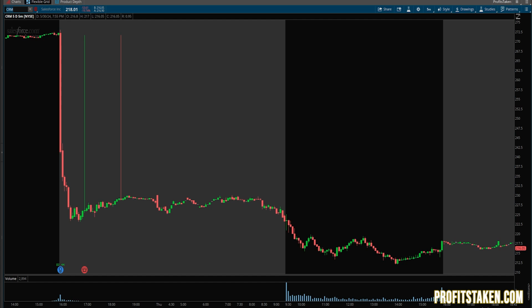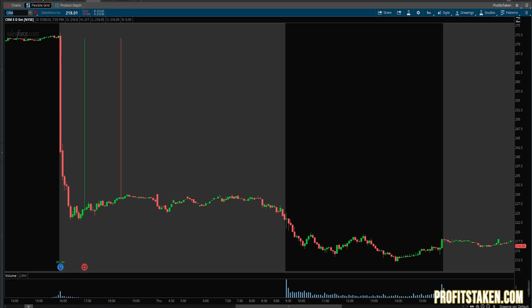We are going to talk about correlative trades, right? So this is a technical element: correlating trades together, looking at similar companies within similar sectors. Now we're looking at CRM, and that's Salesforce.